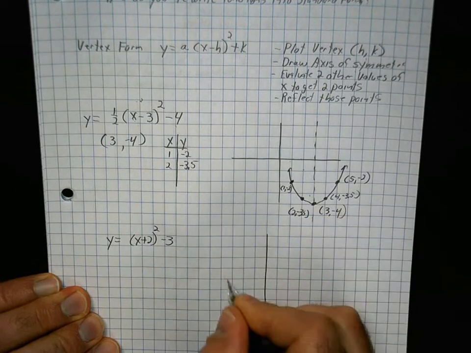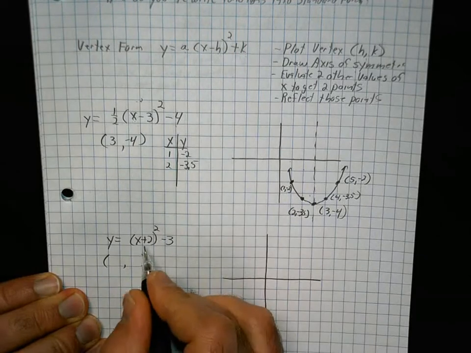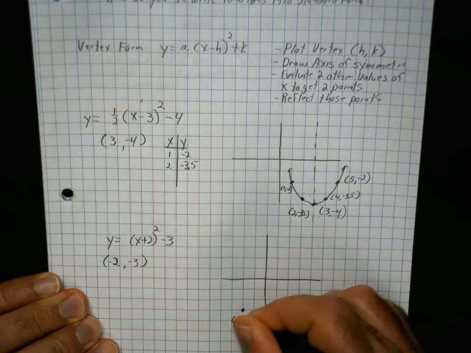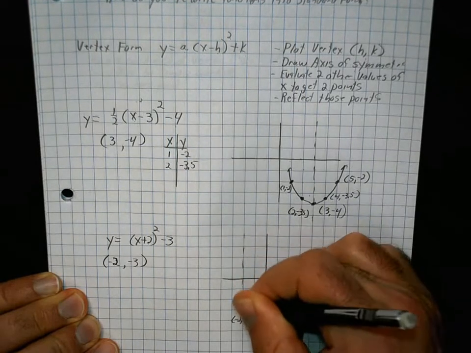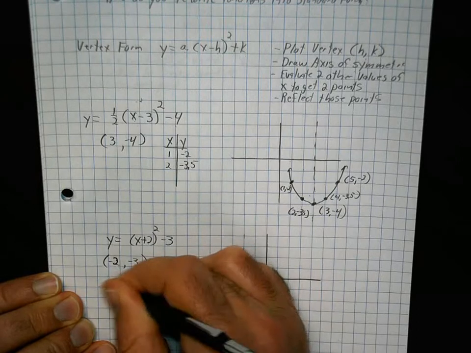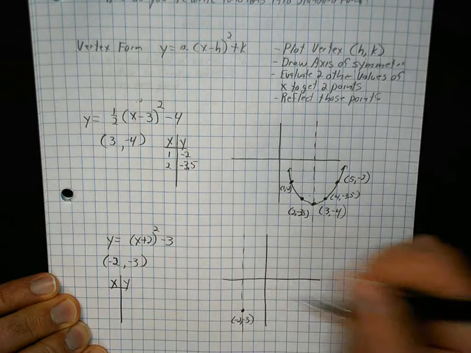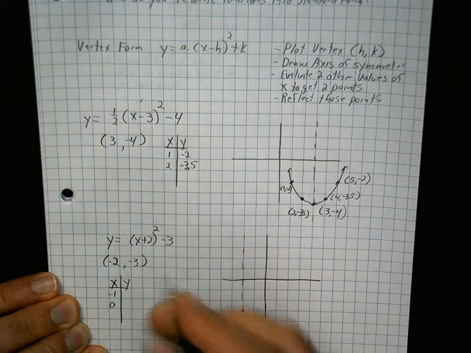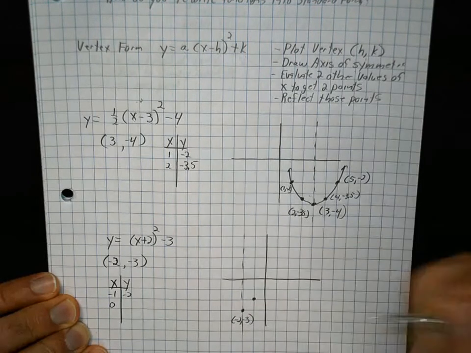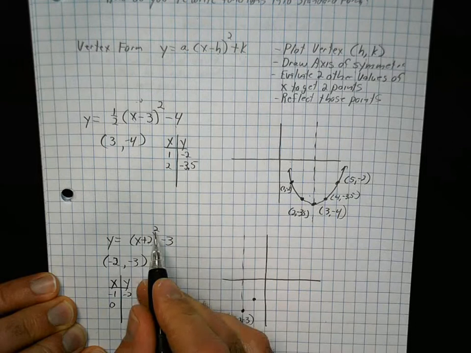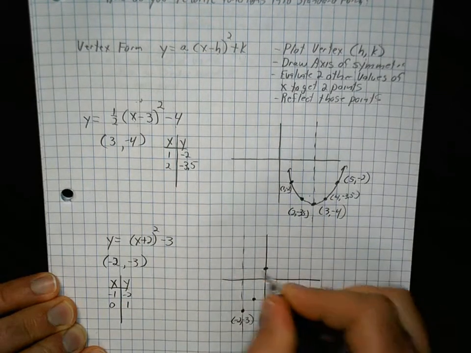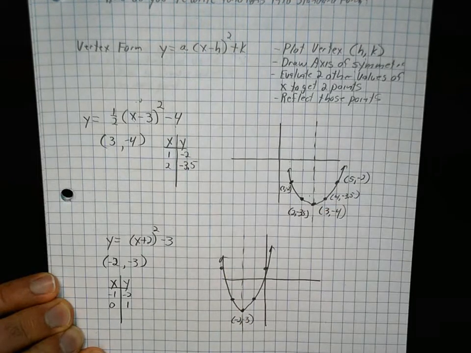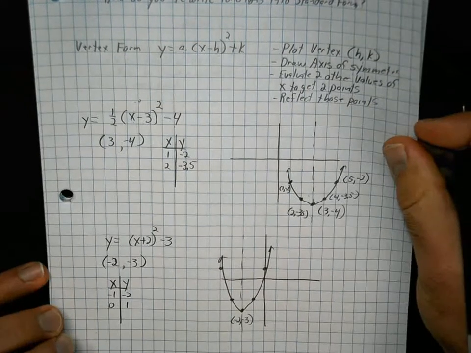Okay, so you should have gotten something that looks like this. My vertex would be at negative 2, negative 3. Should be right there. Line of symmetry. Try a couple points. So in this case, maybe I try 0 and negative 1. If I substitute negative 1 in there, I'm going to get 1 squared is 1, minus 3 is negative 2. Right there. If I try 0, I'm going to get 0 plus 2 is 2, 2 squared is 4, 4 minus 3 is 1. So I get that. Reflect it over here. There it is. So that's vertex form. It's fairly straightforward to graph those.